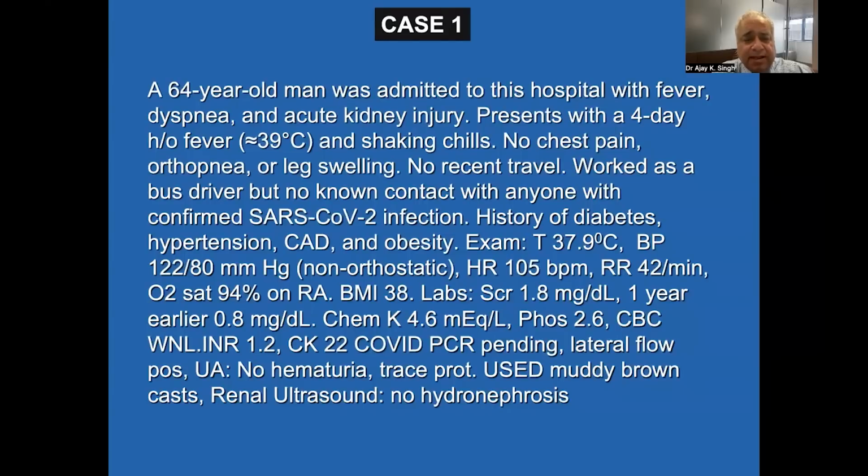His labs at the time of presentation show a creatinine of 1.8. One year earlier, the serum creatinine was 0.8 milligrams per deciliter. His chemistry shows a potassium of 4.6 milliequivalents per liter and a phosphorus of 2.6. His complete blood count was within normal limits. His INR was 1.2, CK was 22. His COVID PCR is pending. His lateral flow test for the antigen is positive. The urinalysis shows no hematuria, but does show trace proteinuria. His urine sediment shows muddy brown casts, and a renal ultrasound reveals no hydronephrosis.